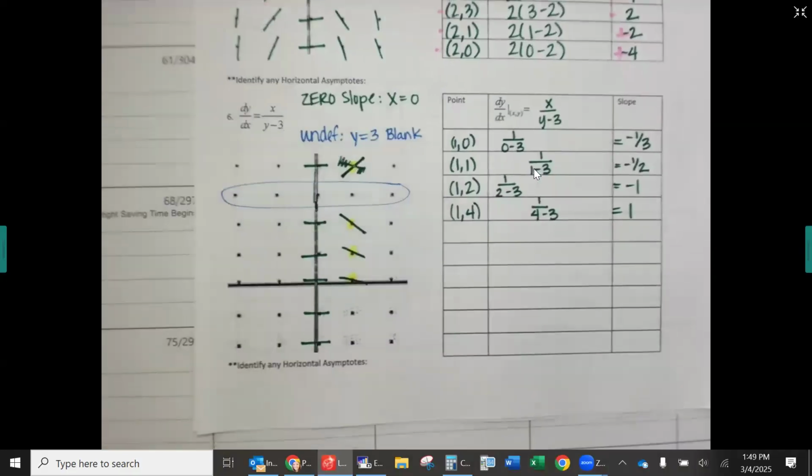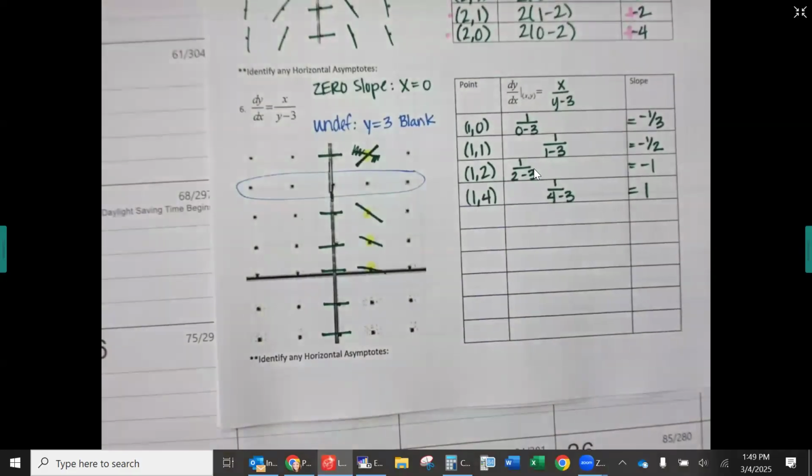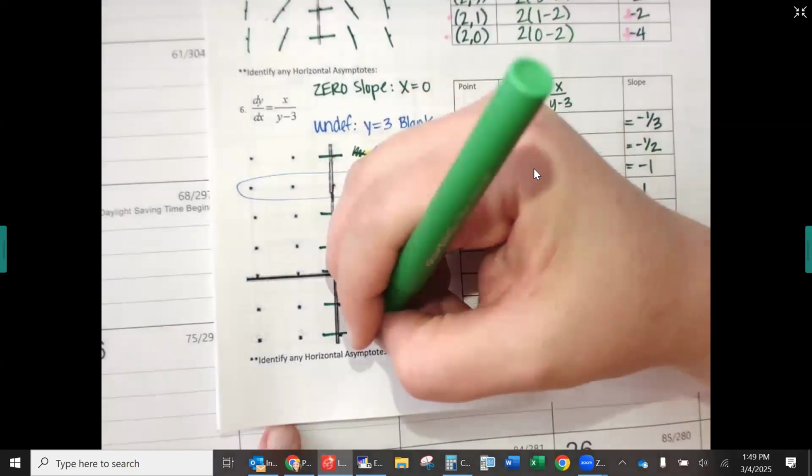Okay, then remember our little trick. We're going to just look for the pattern. So as I went down, what was happening to my slope? It's getting flatter. So just keep it getting flatter as you go down. So it'll be flatter, flattest.